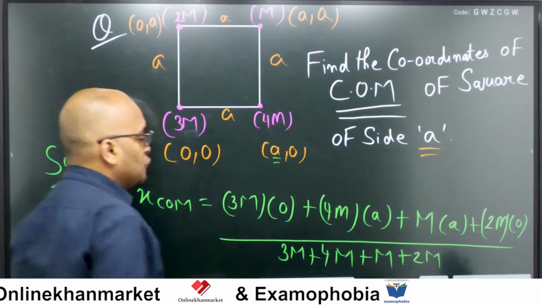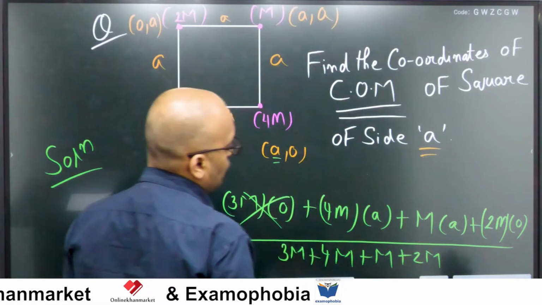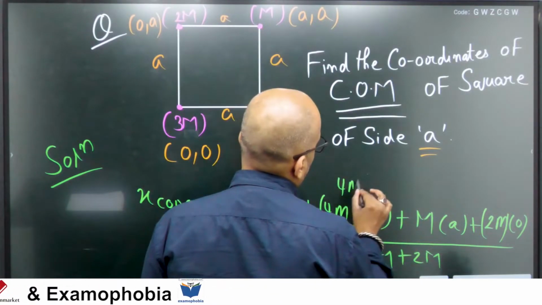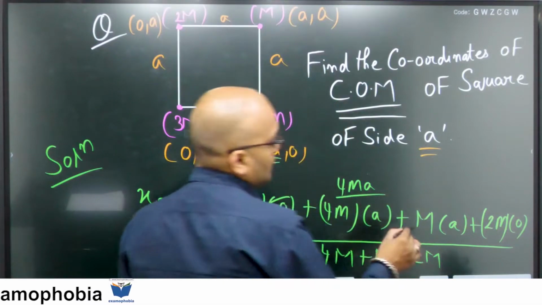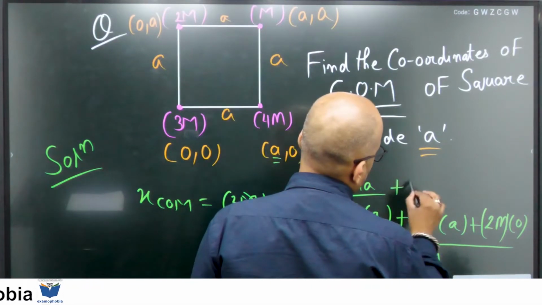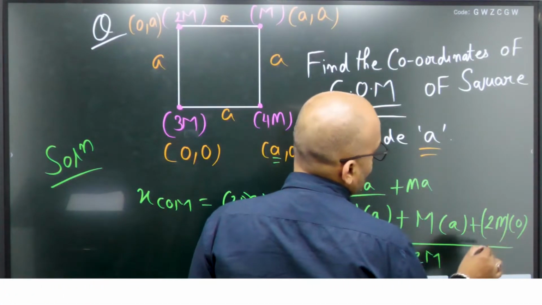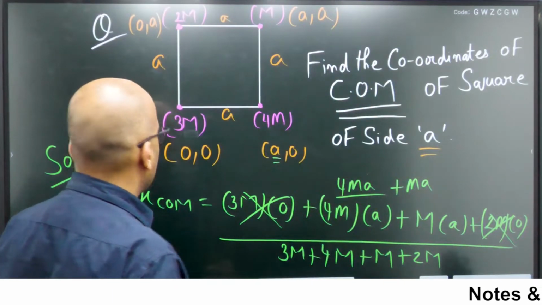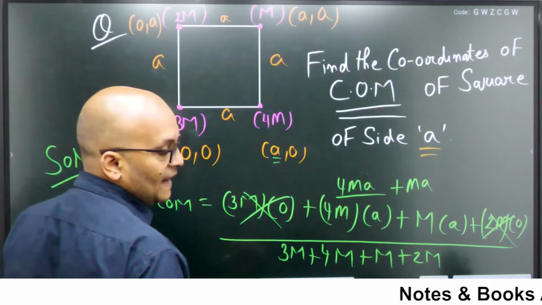Now look here in the numerator, 3m into 0 cancels out. 4m into a, 4ma. What will we get? We will get 4ma here. Then m into a, so plus ma. Again 2m into 0, so it will cancel out, it will be 0. So we are left with 5ma upon 10ma.